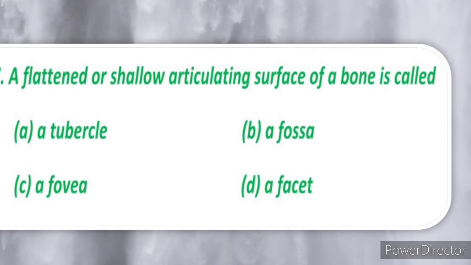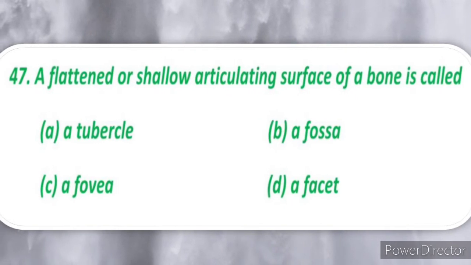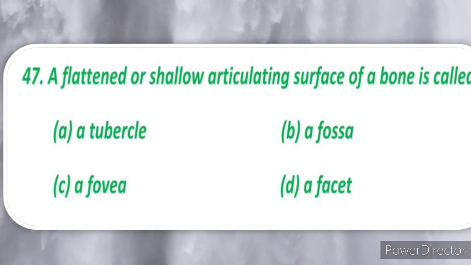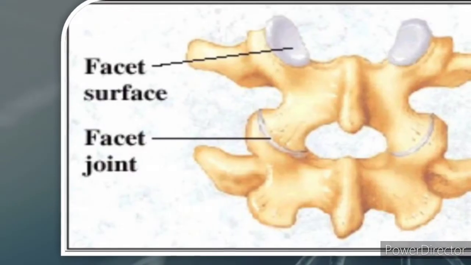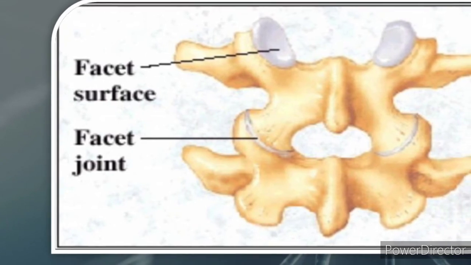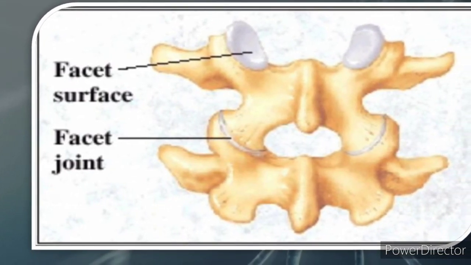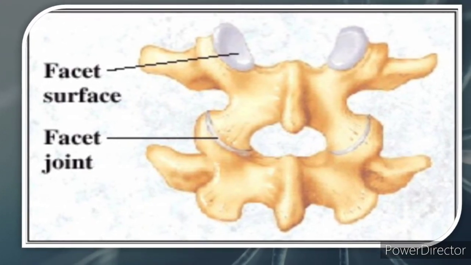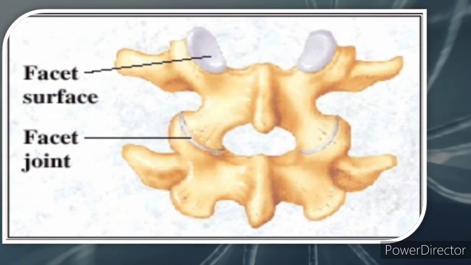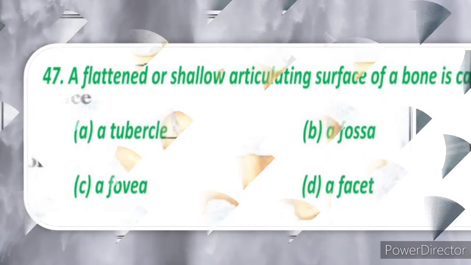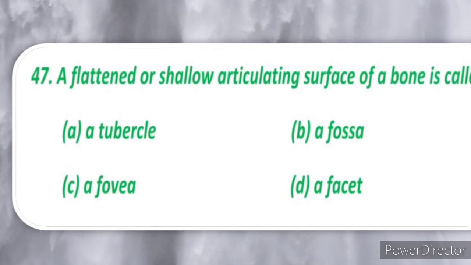Question number 47. A flattened or shallow articulating surface of a bone is called dash. The answer is option D, a facet. Facet is a shallow or flattened articulating surface of a bone. From the picture itself, you can identify how the facet should be. So from the picture, we can easily say that the flattened or shallow articulating surface of a bone is nothing but a facet.